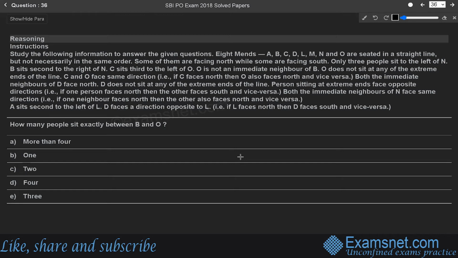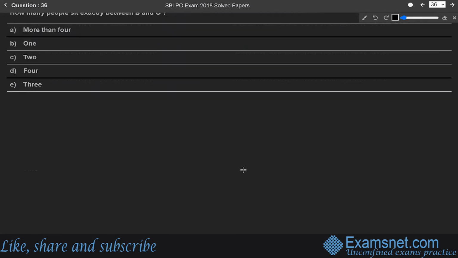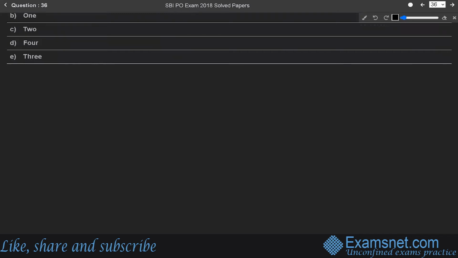So according to all the given information, the sitting arrangement is in the way L, O, A, N, C, B, D, and M. And the direction will be explained by the arrows.